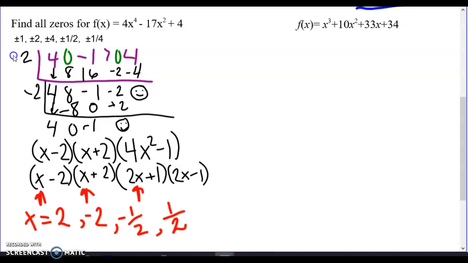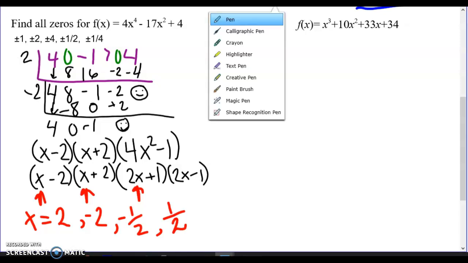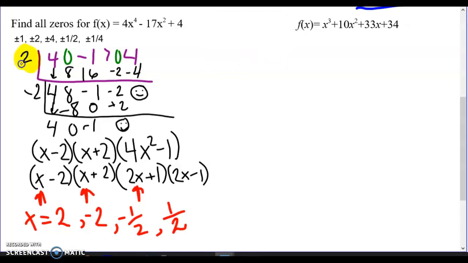I found that 2 worked here, and -2 worked here. And then I found that I had 4x squared minus 1. That's a difference of squares, so that breaks into 2x plus 1, 2x minus 1. And so here are all of the zeros.